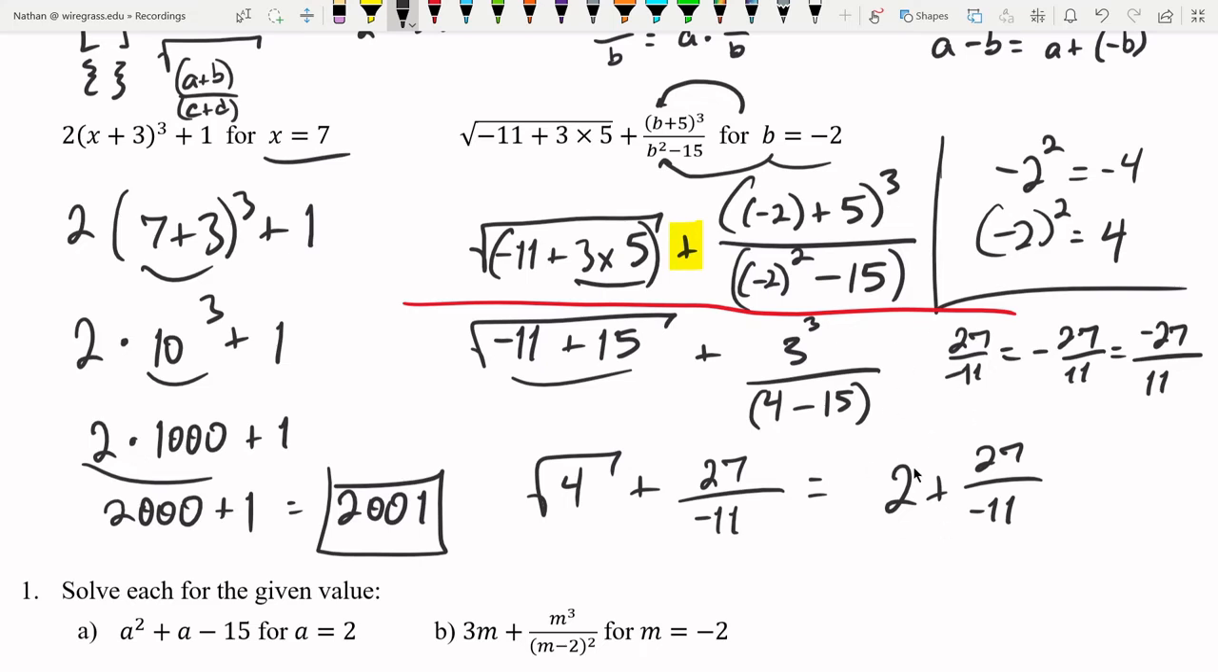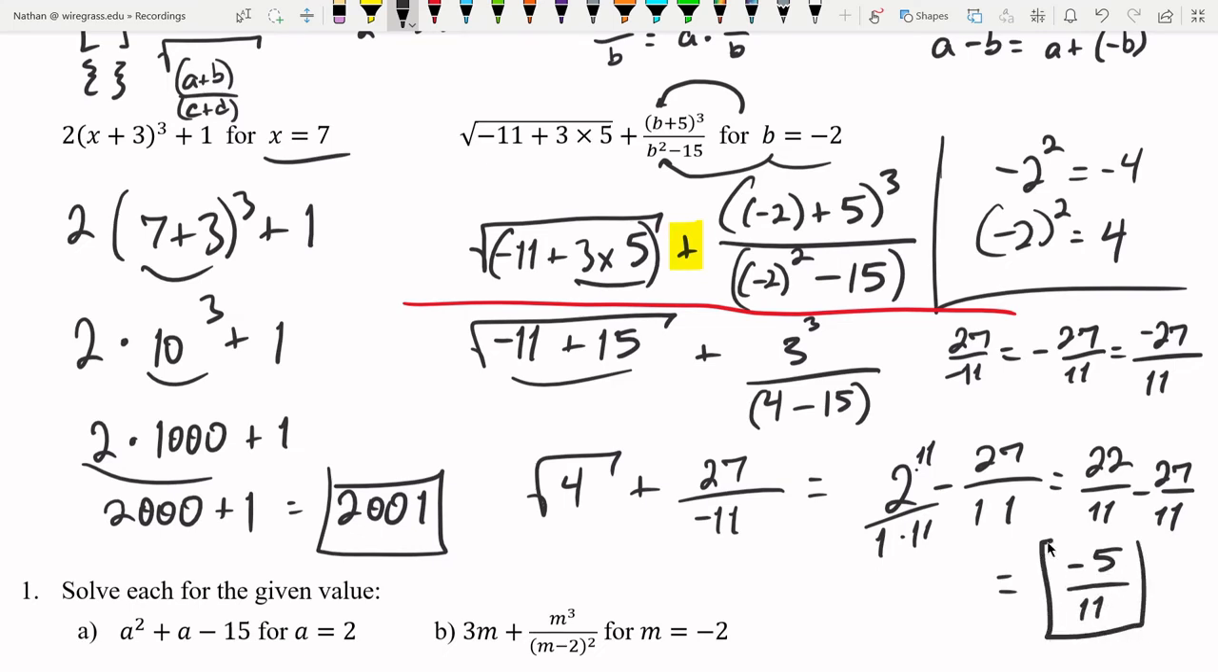So what I can do is I can actually move it out in front, and that interacts with this plus to make it a negative. At this point, I can combine these two things. I just need to have common denominators, so I'm going to multiply by 11 over 11. That's 22 over 11 minus 27 over 11. And that, of course, gives me a final answer of -5 over 11.